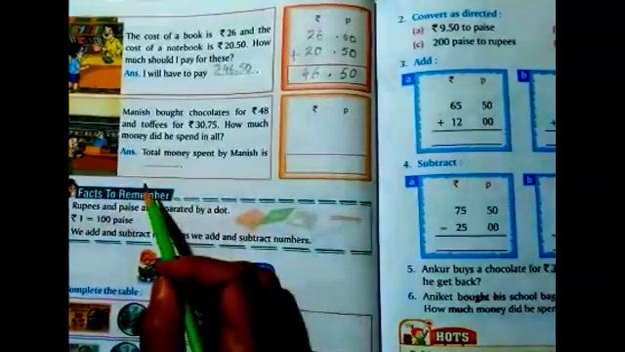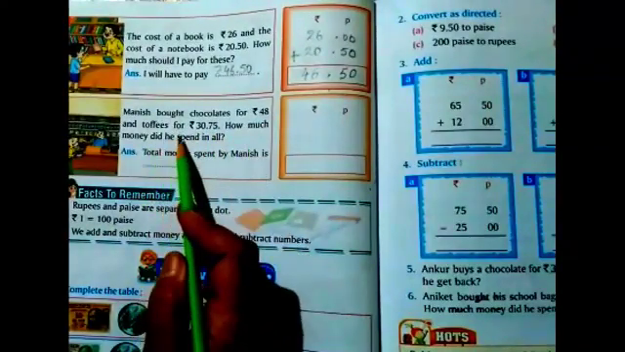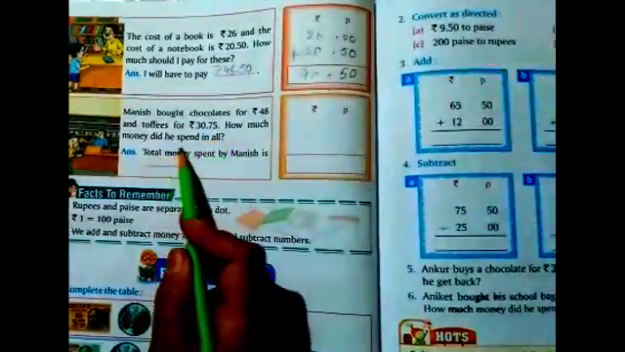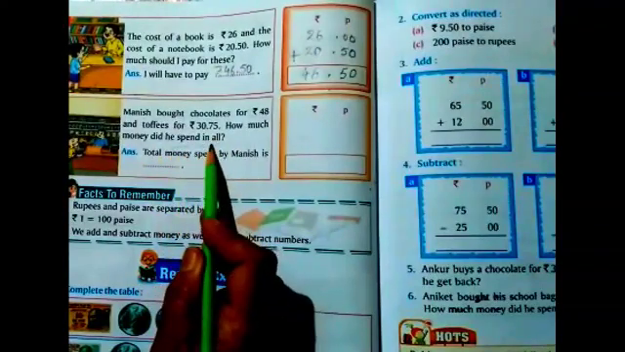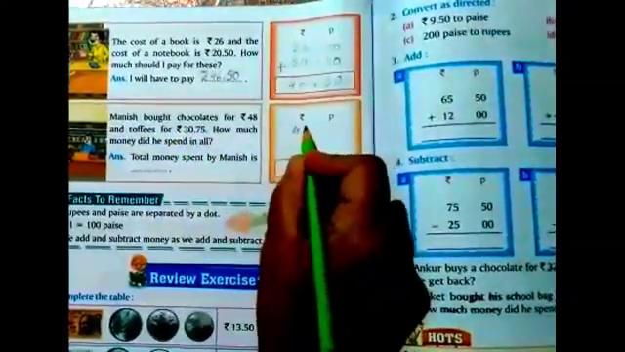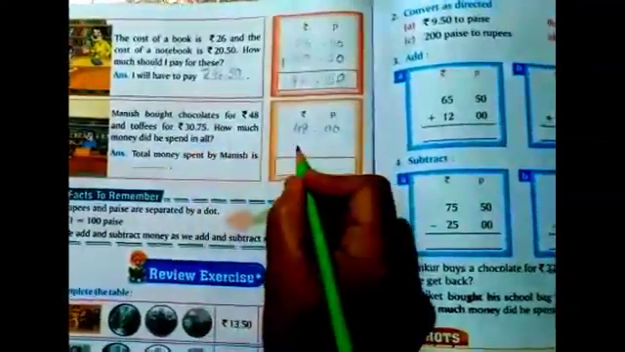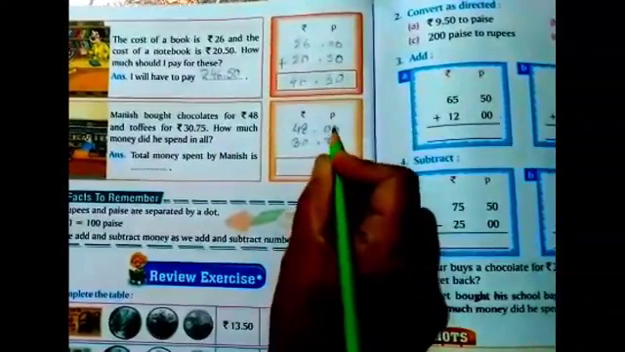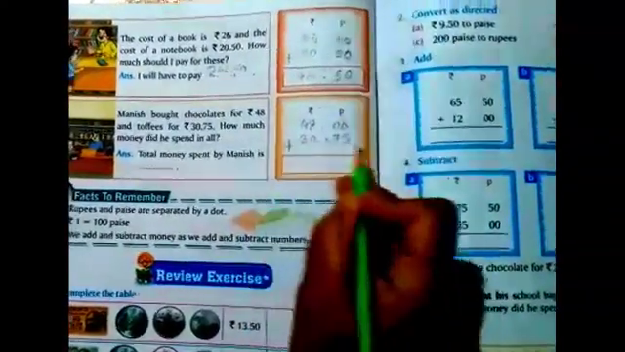Now fourth one, Manish bought chocolates for rupees 48 and toffees for rupees 30 and 75 paise. How much money did he spend in all? So here also, did he spend in all, means you have to do addition. So Manish bought chocolates for rupees 48 and toffees for rupees 30 and 75 paise. So how much money did he spend in all, means you have to do addition again.